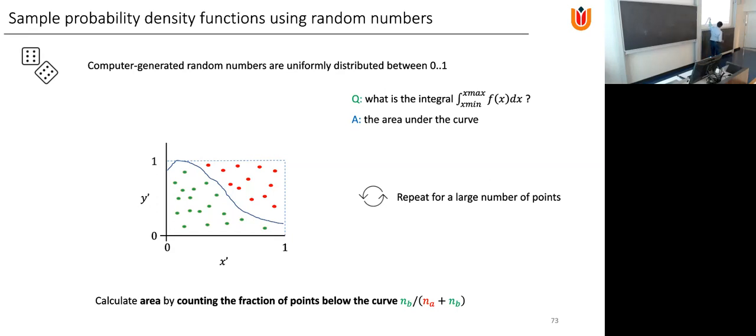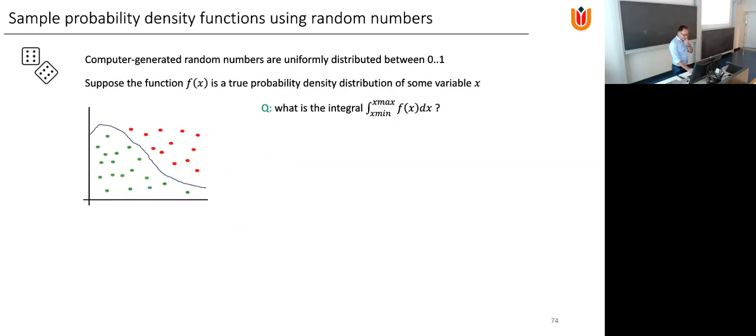Then in the end, I can estimate the area by counting the fraction of points that fall below the curve. That would give me an estimate of the area under the curve. And then, of course, I would have to do the scaling back to find the actual integral value. That is true. But you get the idea that this allows me to calculate the area.